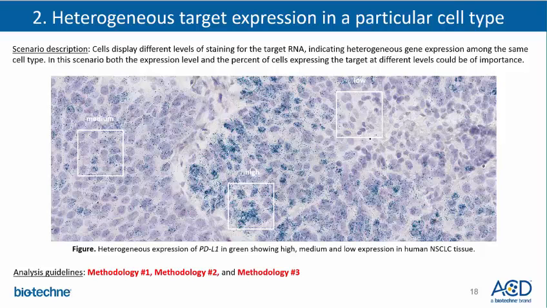The second staining scenario is the heterogeneous target expression in a particular cell type. In this scenario, cells display a range of different expression levels for the same target RNA throughout the tissue section, and this indicates a heterogeneous expression among that cell type. In this scenario, both the expression level and the percent of cells expressing the target at different levels could be of importance.